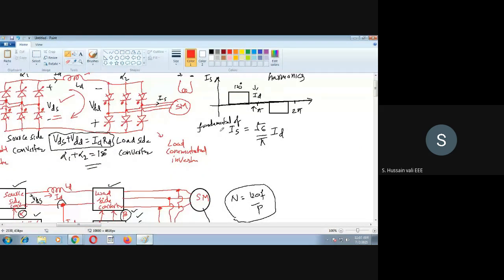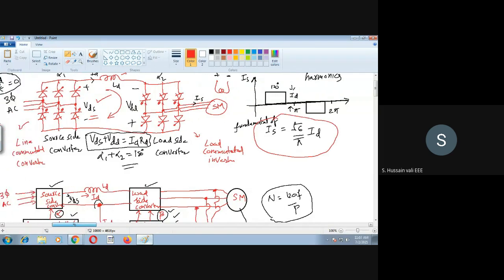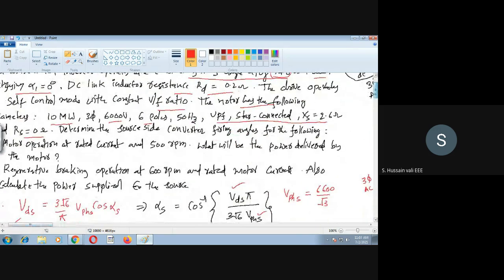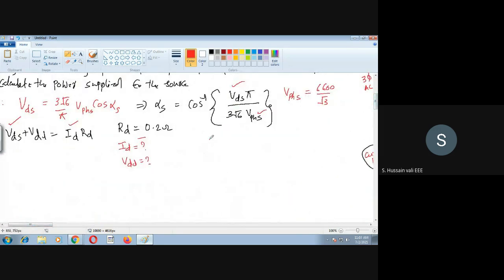Please see this equation. So we will only search the equations which are suitable here. Then using those equations, we will just do something. So what is that equation we got for IS? We got IS equation. IS is equal to root 6 by pi ID. Yeah, from this we can find out ID. What is ID? ID is equal to IS into pi by root 6. Okay. So we have a clue here to find out ID.